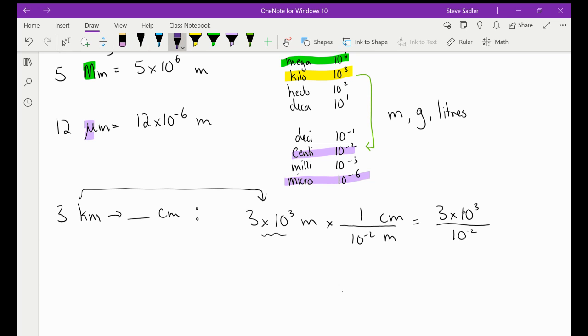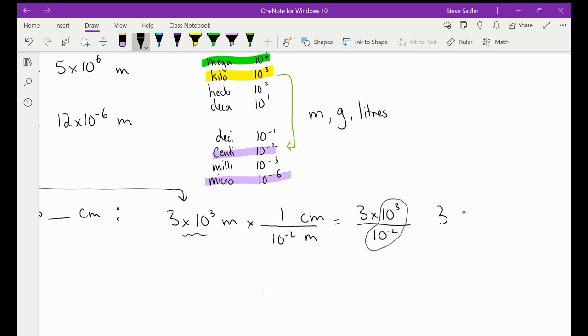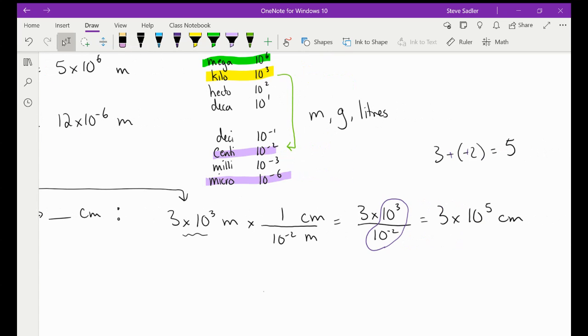And hopefully you all remember when you divide powers with the same base, what do we do with the exponents? Do you remember? We subtract them. So what we're doing is saying 3 times 10 to the power of 3 minus negative 2. 3 minus negative 2? Well, when we subtract a negative, it's like we're adding. So it becomes 3 times 10 to the power of 5 centimeters. So 3 kilometers is 3 times 10 to the 5 centimeters.